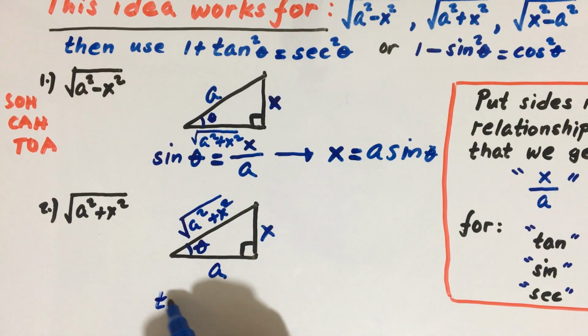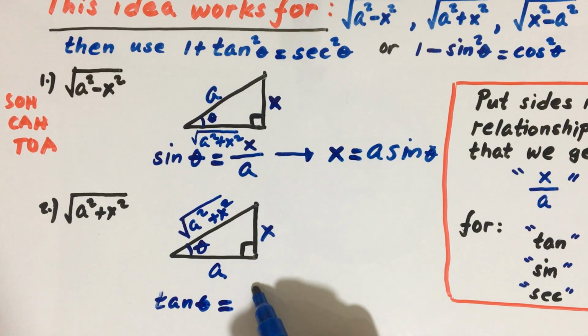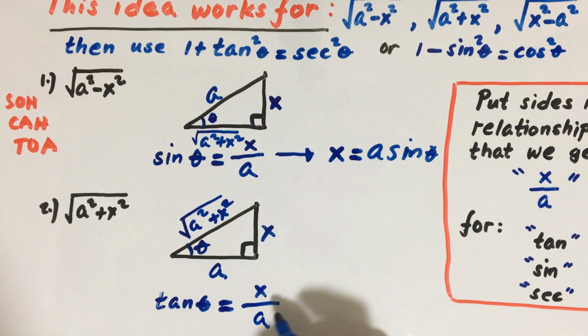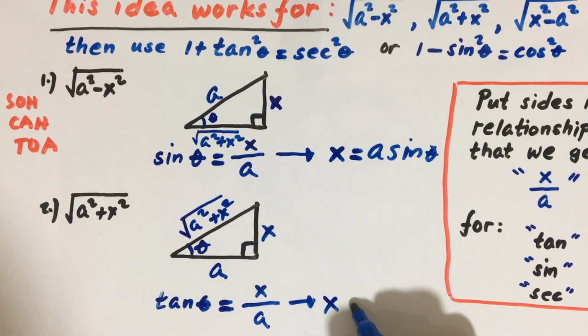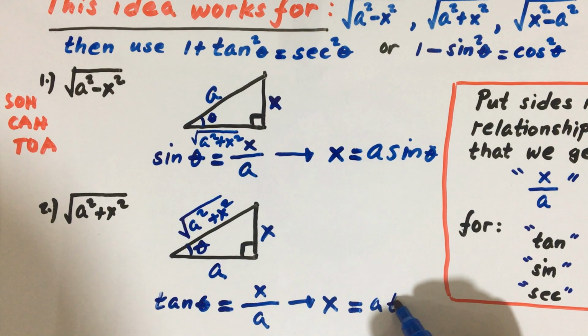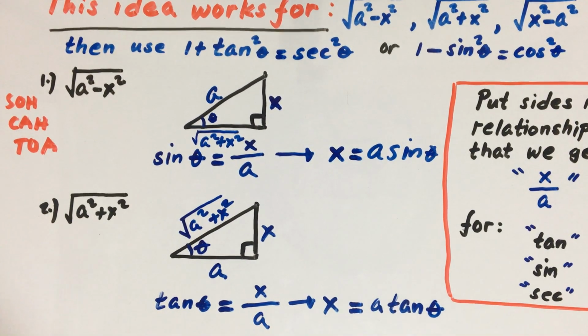So tangent of theta is equal to opposite, which is x, over adjacent, which is a. From here, we can solve for x, where x is equal to a times tangent theta. Right? x equals a times tangent theta. Alright, so that is our second scenario. Now, the third one.